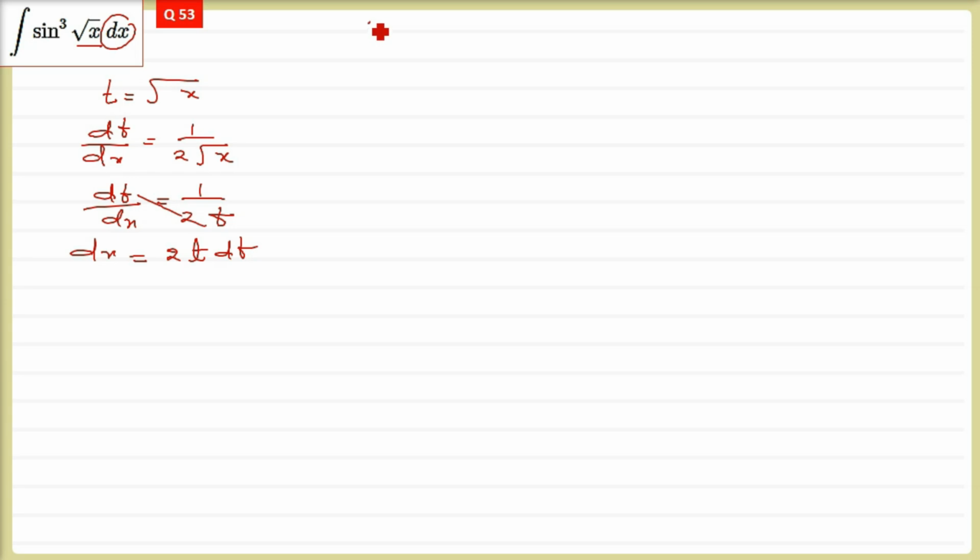So the integration will become something like this. Sine cube under root x will be sine cube t, and in place of dx, we will write 2t dt. So 2 I am taking outside, t here and dt here. Now still we cannot proceed with the integration because we still have this sine cube t. Even in the differentiation or the integration, we will have some problem here.